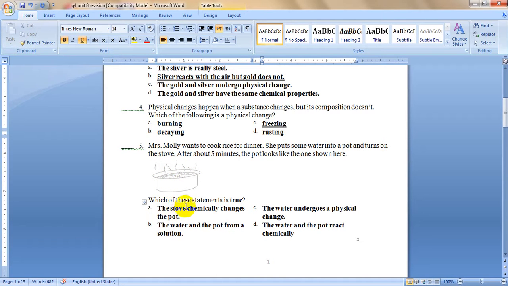The stove chemically changes the pot. The water and the pot form a solution. The water undergoes a physical change. The water and the pot react chemically.